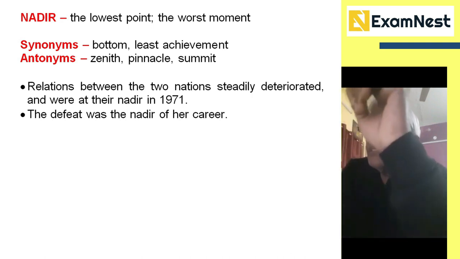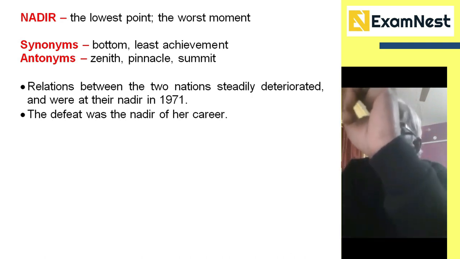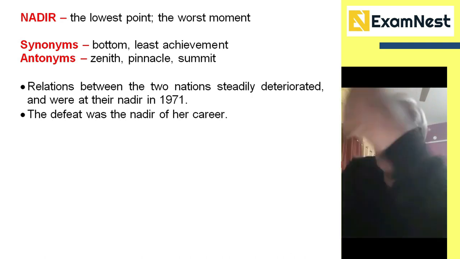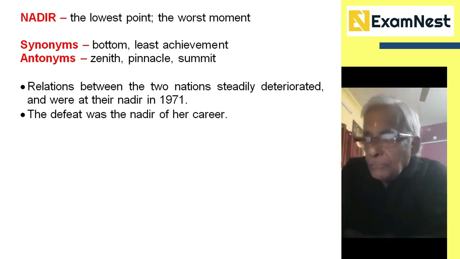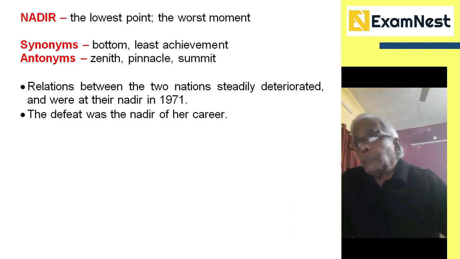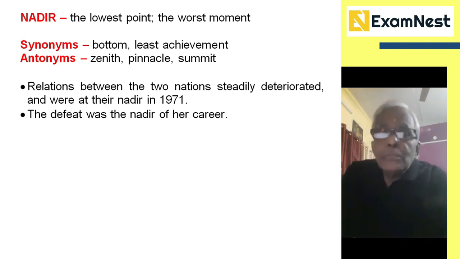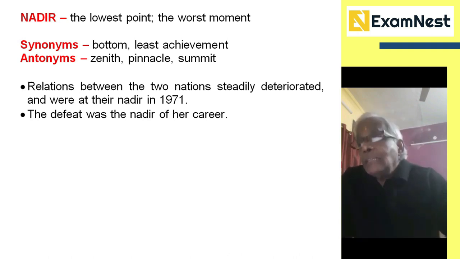It is a point on the sky of the celestial sphere, directly below the observer. Now that's a technical word, you see. So the lowest point, watermark, the zero, the pits, the rock bottom, those would be the synonyms of nadir. The antonym would be the highest point, that is the zenith, the acme, A-C-M-E, the climax.